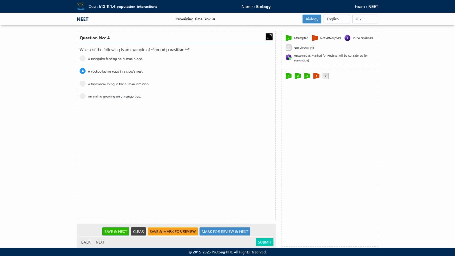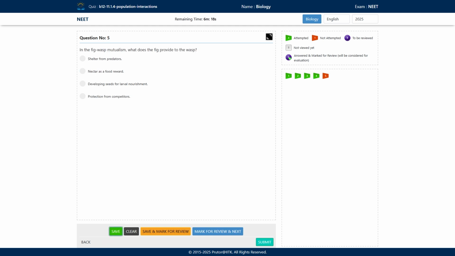Option B will be the correct answer here. The cuckoo bird lays its eggs in the crow's nest. There is a great similarity in the size and color of the eggs, so the crow, which is the host, is not able to differentiate between the eggs. All the work is done by the crow here, which is the host, and the cuckoo is the parasite. This is the parasitic bird, and the crow is the host bird. So this is an example of brood parasitism. The cuckoo does not make any nest. It just lays eggs in the crow's nest.